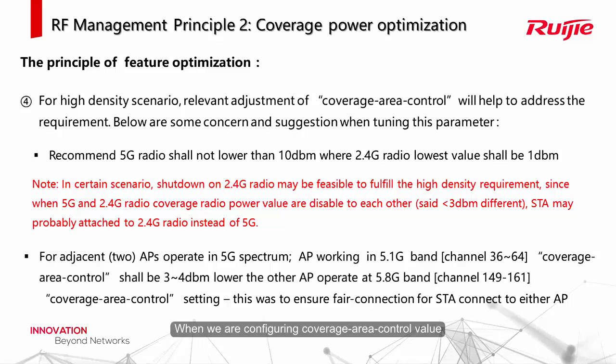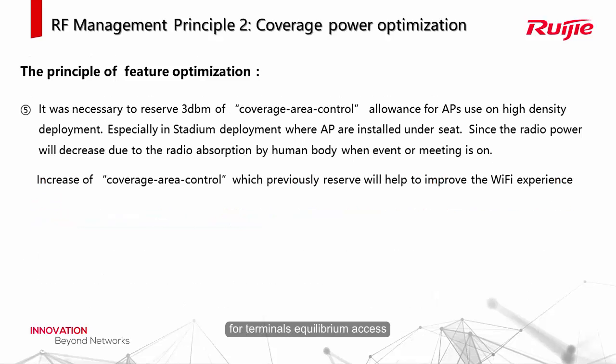When we are configuring the coverage area control value, we suggest the value working in 5.1G, channel 36 to 64, is 3 to 4 dBm smaller than the value working in 5.8G, channel 149 to 161, to ensure the signal strength of 5.1G and 5.8G is almost the same for terminal equilibrium access.